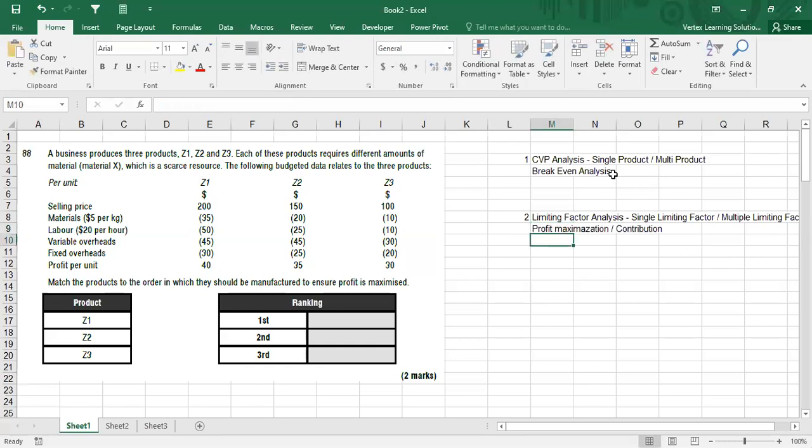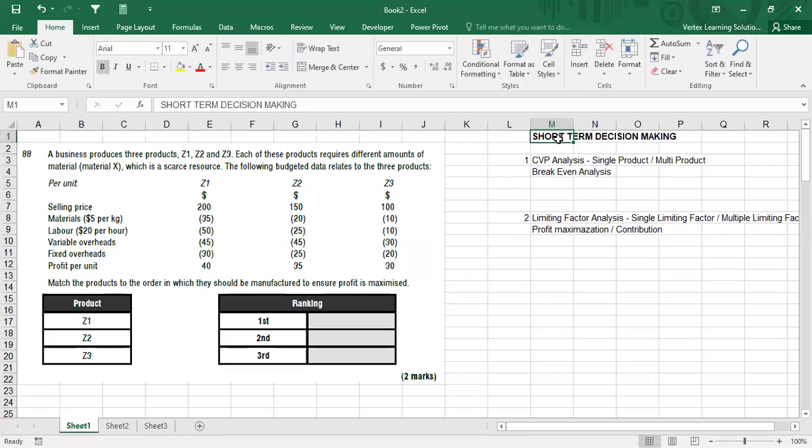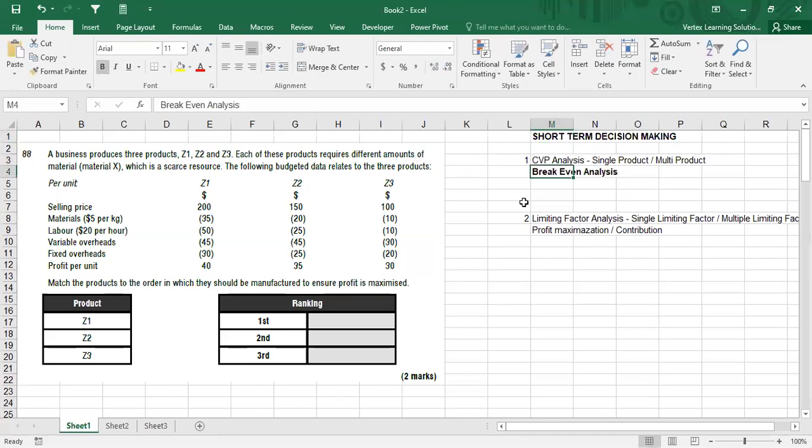Remember that when you do decision making, we start with short-term decision making. Like when you say, I want to do break even. Break even is not a desirable situation. When you say break even, it means no profit, no loss. So you are talking about break even in the short period. In the long run, of course, you want to make profits. So the CVP analysis is actually short-term decision making. It is not long-term.